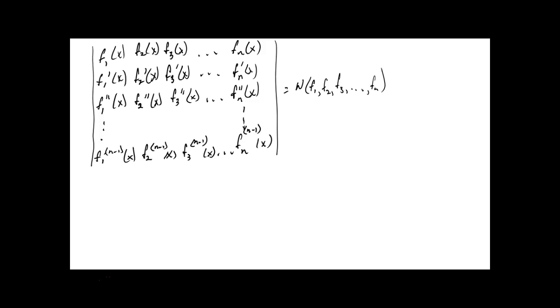Now, I guess I should spell it for you too. W-R-O-N-S-K-I-A-N, the Wronskian. Obviously named after Wronski, okay? His name was even worse than that. Named after the Polish philosopher and mathematician Józef Maria Hoene-Wroński, or something like that.